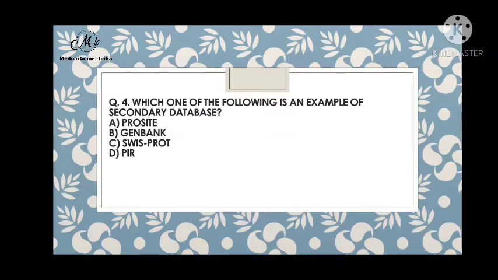When questions are asked where examples of secondary, primary or composite databases are asked, you have to remember all these things. First you have to understand what a primary database is, what a secondary database is, and what a composite database is. A primary database is one where the actual discoveries by scientists are kept. When those are copied into another database, that database is known as a secondary database. The correct answer is PROSITE. PROSITE is not a primary database; it is a secondary database. GenBank, SwissProt and PIR, Protein Information Resource, these all three are primary databases.